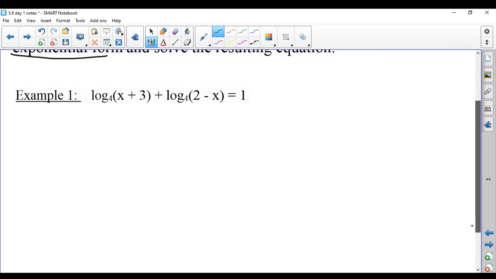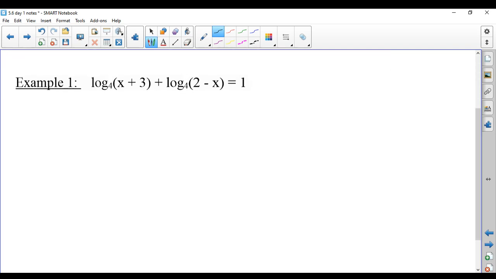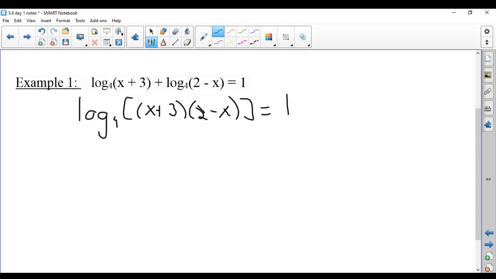So here, I have log base 4 of x plus 3 plus log base 4 of 2 minus x. I need to combine those two. Since they're added, I'm going to multiply their arguments. And now we have a single logarithm equals a number, so we're going to change to exponential form.